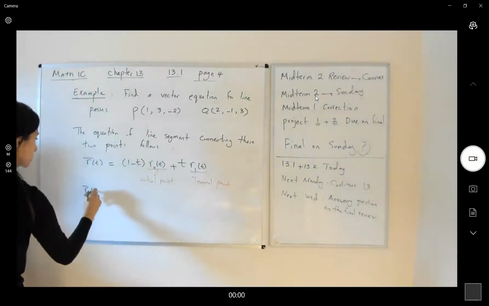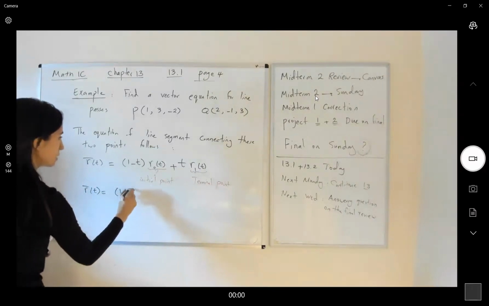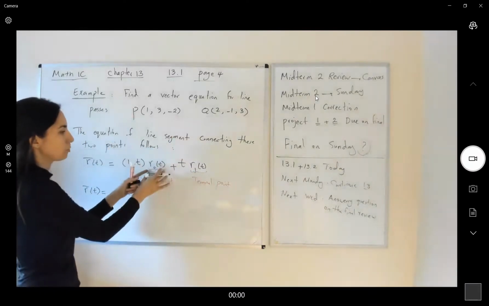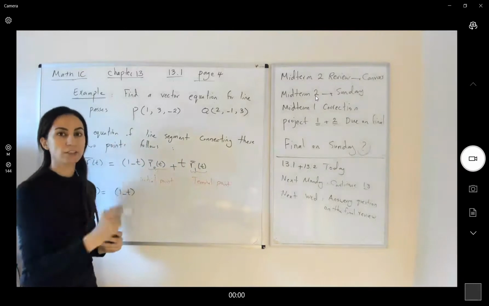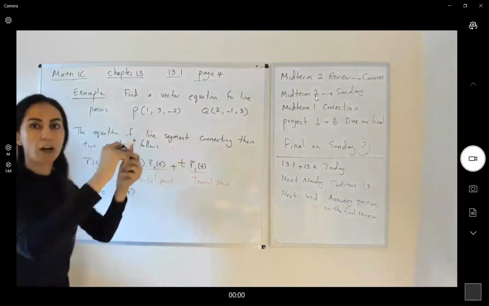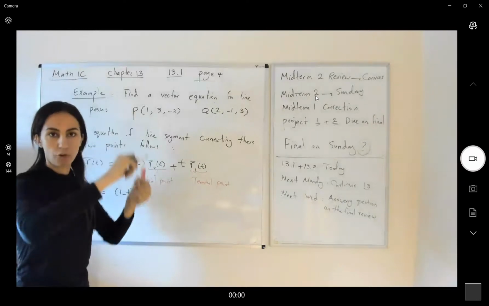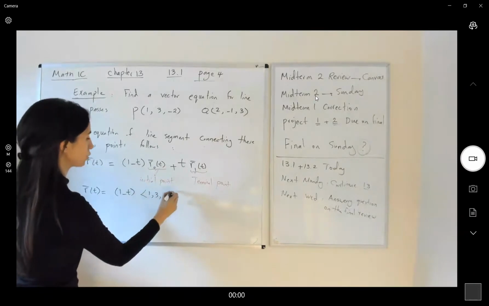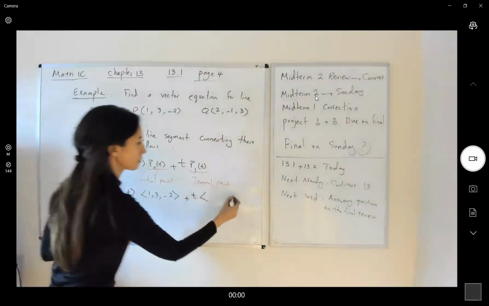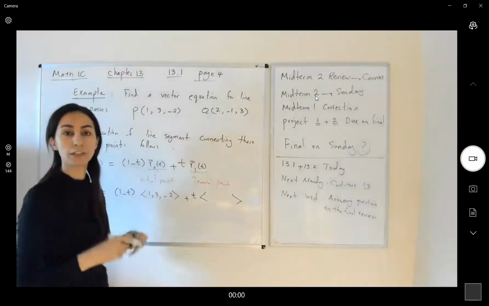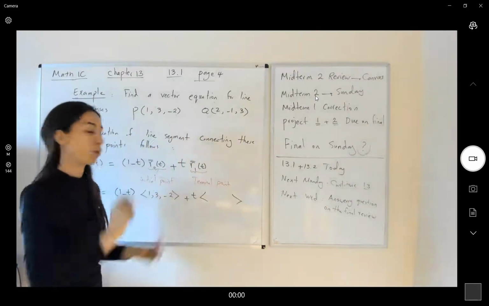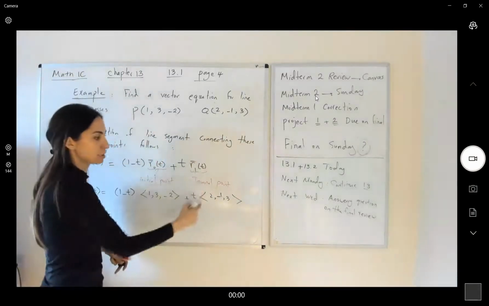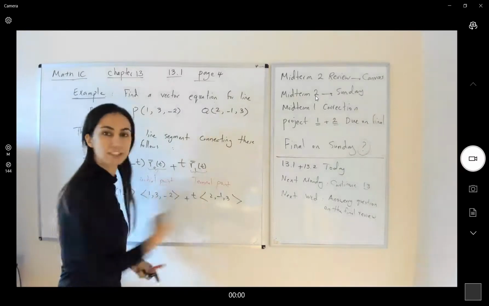So this equation, 1 minus t times P. Since our initial point is now written in vector language, P, if you connect P to the origin, we can form a vector. We can write it this way: 1 minus t times <1, 3, -2>, plus t times <2, -1, 3>. The terminal point is now converted into a vector connected to the origin. That's why we changed the symbol to a vector symbol.